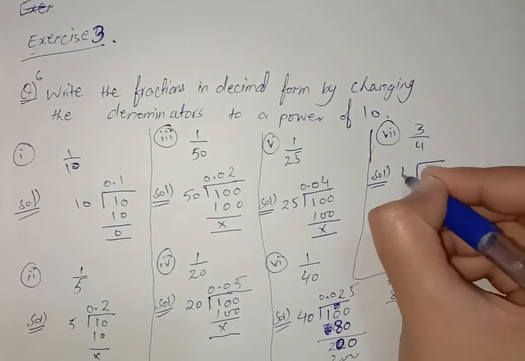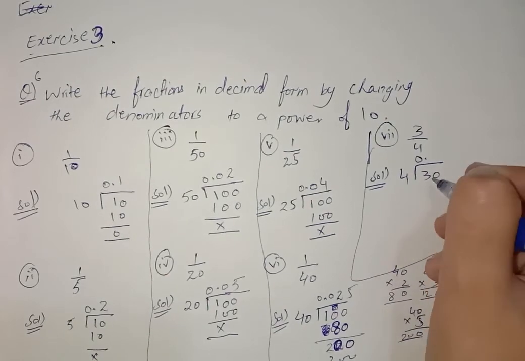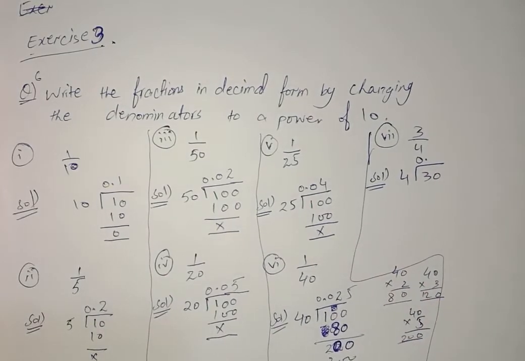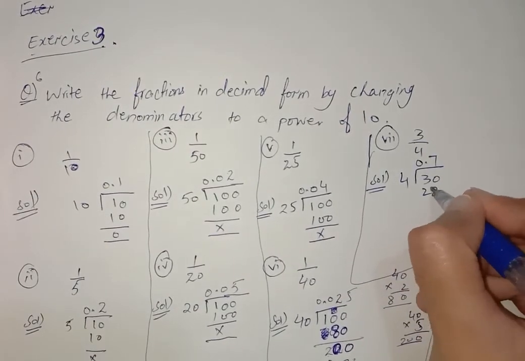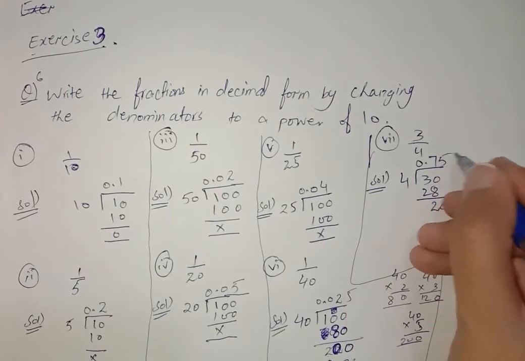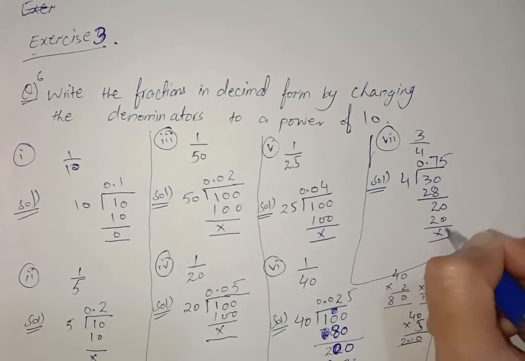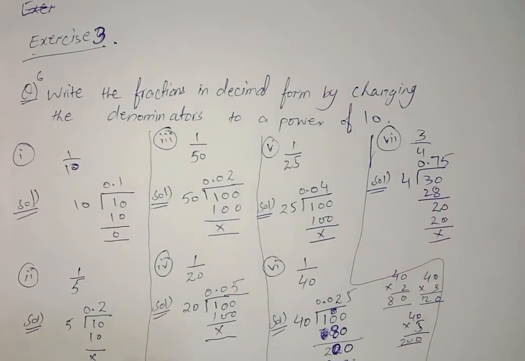3 comes in a bracket and 4 out of the bracket. 0 point and 0 is 30. Does 30 come in a table of 4? 4 5s are 20, 4 6s are 24, 4 7s are 28. The remainder is 2. We can place one more 0. 4 5s are 20. How can we place 0? Because we can place a point here, so we can place here a 0.